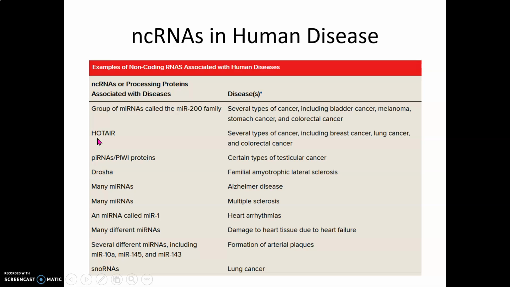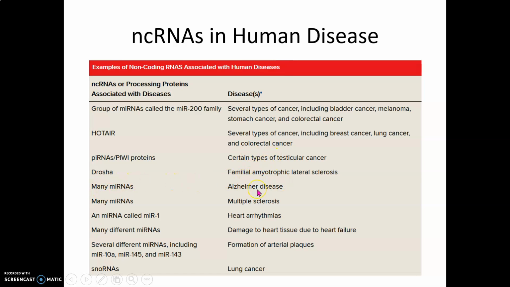Hot air. Remember we looked at hot air. Hot air has been associated with cancer. However, hot air is like an oncogene, and now high levels of hot air can lead to breast cancer, lung cancer, colorectal cancer. Then we have those peewees, so the ones that we know whose job it is to limit the movement of transposons in our germ cells, can lead to testicular cancer, because that's where you will find those germ cells. All right. Now, non-coding RNAs are also associated with neurological disorders.